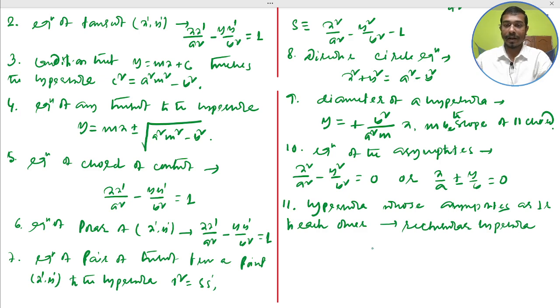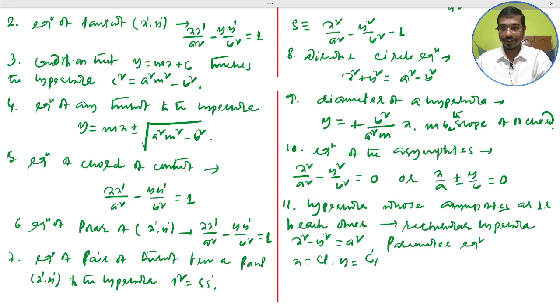The rectangular hyperbola and its general equation is very important. Basically, x square minus y square is equal to a square. This is written in the form xy equal to c square. Okay, xy equal to c square. And the parametric equation of the rectangular hyperbola that satisfies it is x equal to ct and y equal to c by t.